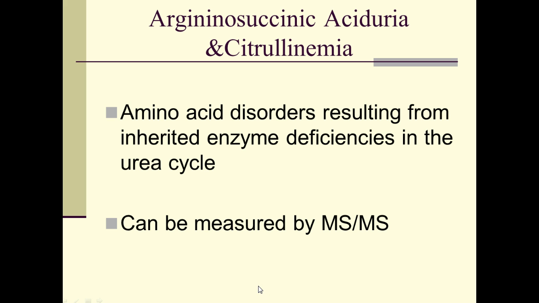Two others that have an inherited enzyme deficiency in the urea cycle are Argininosuccinic aciduria and Citrullinemia. Just be familiar with those as an amino acidopathy.